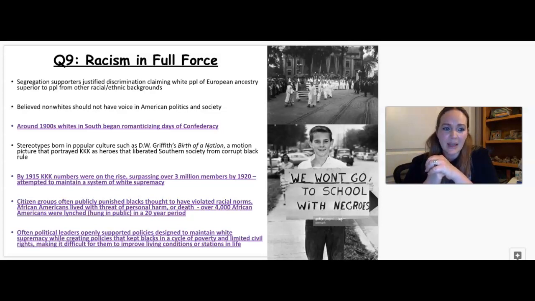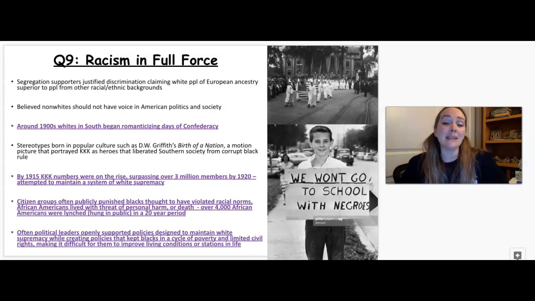It supports the idea that whites of European ancestry are somehow superior to other races, including African Americans. Whites started believing that non-whites had no business being in American politics, that they were justified in keeping poll taxes and grandfather clauses and literacy tests and everything in effect. They were justified in having tension around voting and around the treatment of white people versus black people.